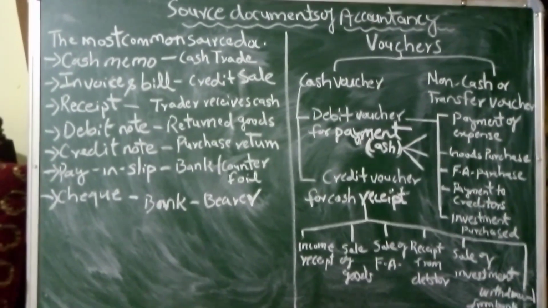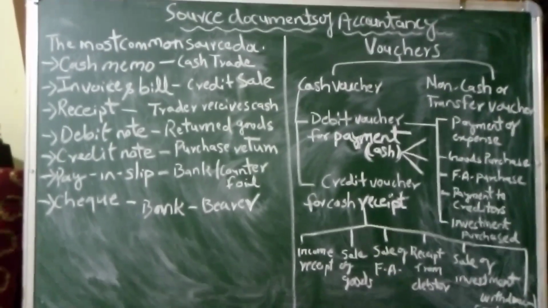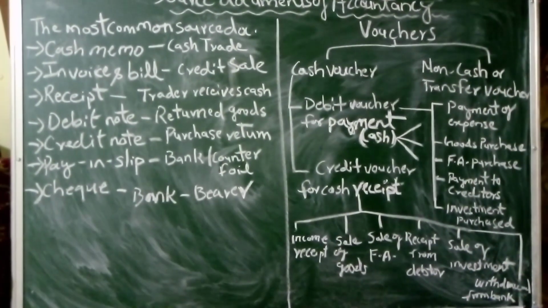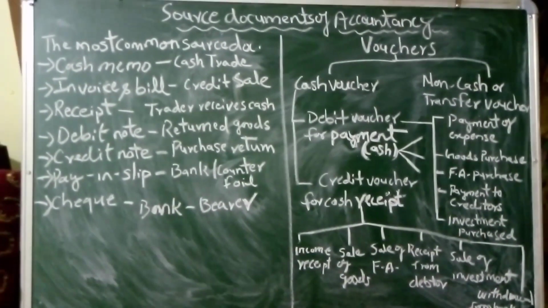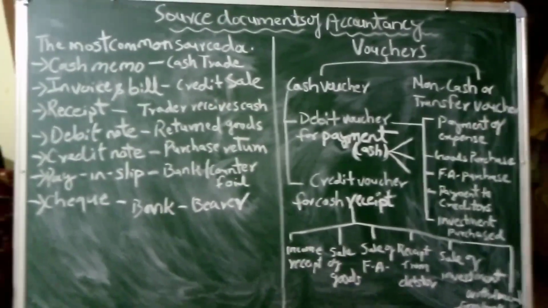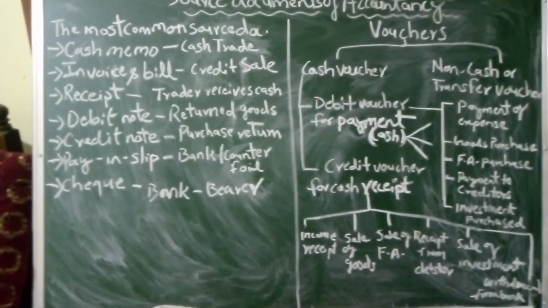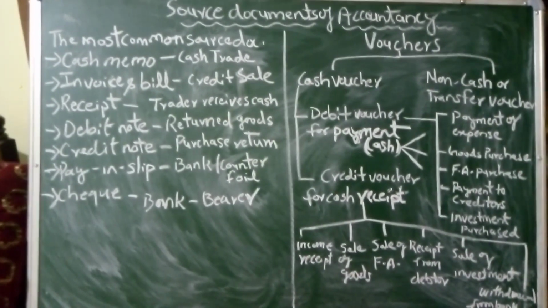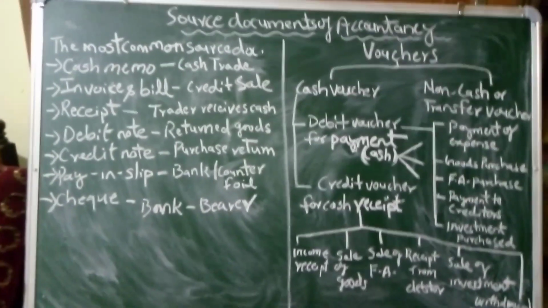In the same manner, if there is any payment made in cash, you make the first entry in debit vouchers. Whatever the transaction may be, like payment of expenses, goods purchase, whatsoever, the first initial entry will always be made in debit vouchers if it relates to a payment in cash. And in the same manner, if there is any receipt in cash, you have to write first in the credit vouchers. So these are the source documents of accountancy.